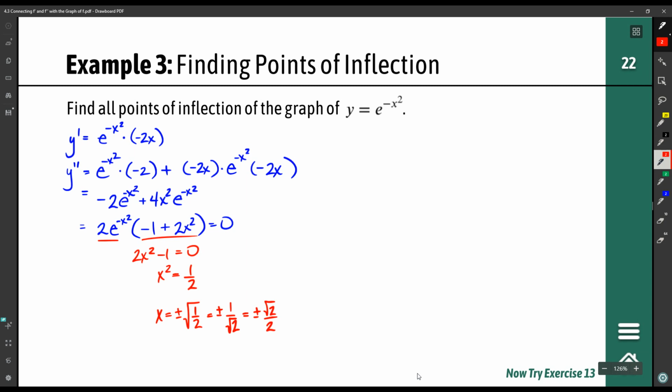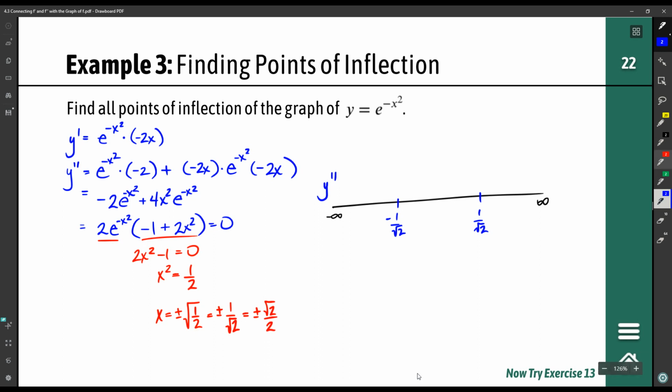And we notice that those are all three equivalent ways to write the same number. So let's get to our number line and test the concavity. Here's that number line that goes from negative infinity to positive infinity. We're going to stick two critical numbers or two partition points along that. We're going to have it at negative 1 over root 2, and we're going to have it at positive 1 over root 2. And we are testing y double prime.